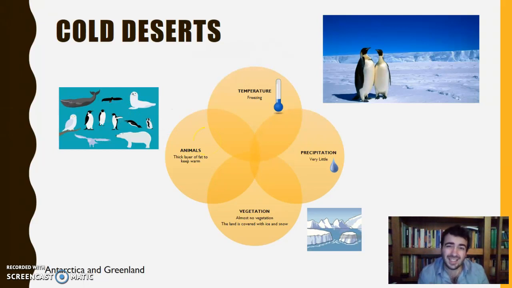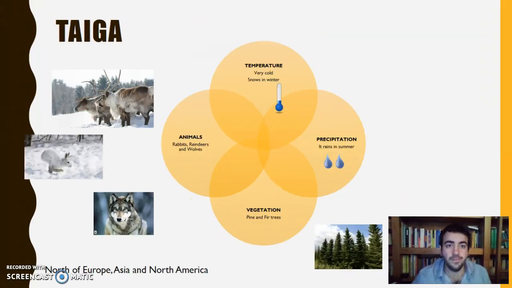Well, these kinds of animals have a very thick layer of fat, the grasa, inside the skin to protect themselves from the cold, to keep warm, because it's really cold. These are the cold deserts. Now, let's talk about the taiga.